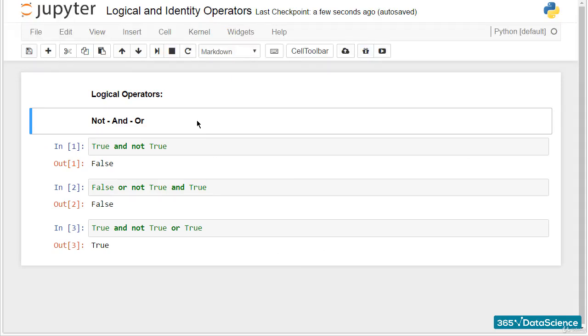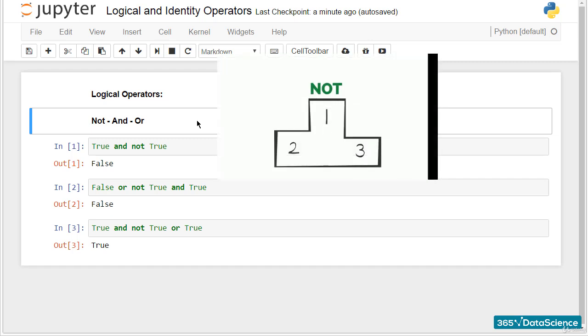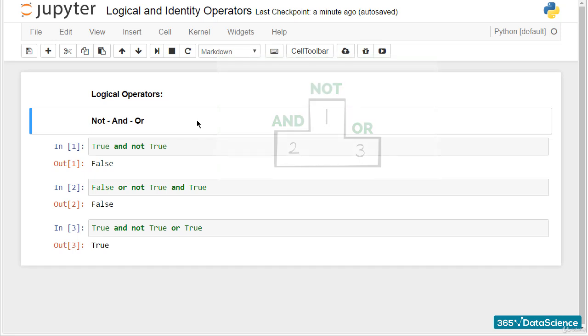The fun starts when you combine these logical operators. In these occasions, you must respect the order of importance of these three operators. It is not comes first, then we have and, and finally or. The examples in these three cells will help you get the right intuition.